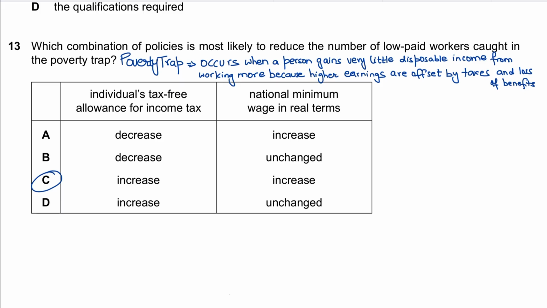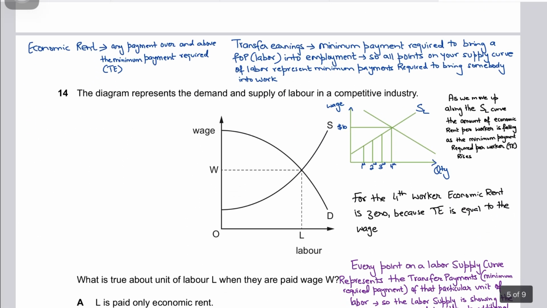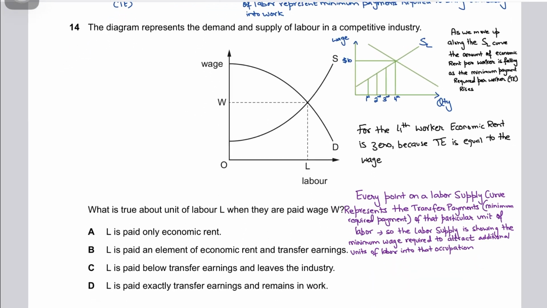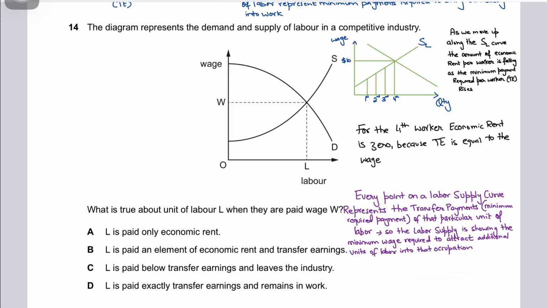So that would reduce the poverty trap, okay? Especially when you're on the lower end of the spectrum of incomes, for lower paid workers. Got it? Now, question number 14 says, the diagram represents the demand and supply curve in a competitive industry. What is true about labor L when wages W are paid?